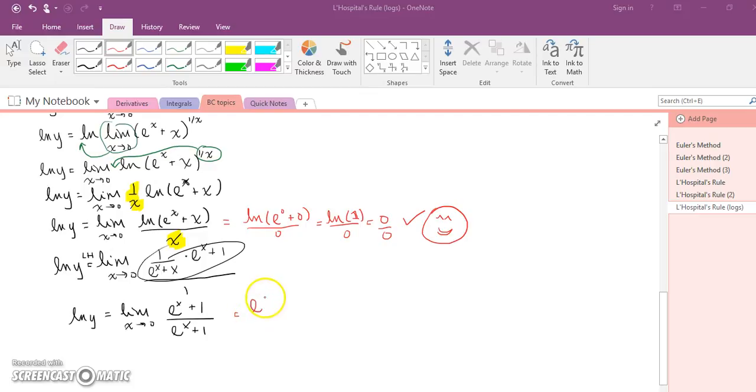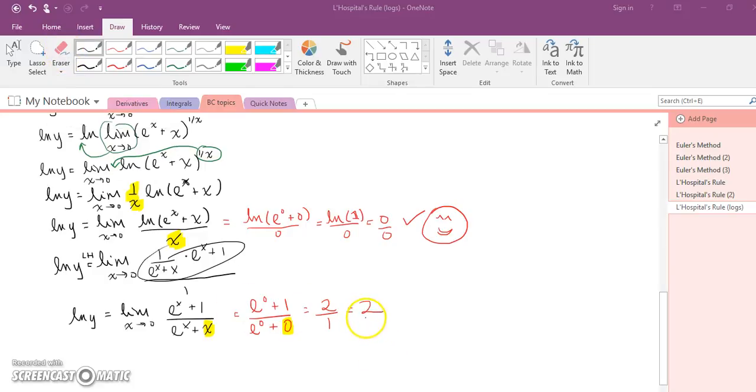Okay, I have e to the 0 plus 1 all over e to the 0 plus 1. Just caught a typo here. That's an x, so that's going to be an x. E to the 0 is 1. 1 plus 1 is 2. E to the 0 is 1. 1 plus 0 is 1. So I get 2. The only thing to be careful of, the AP exam knows that people make this mistake.